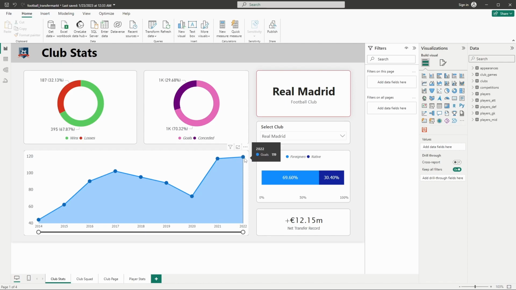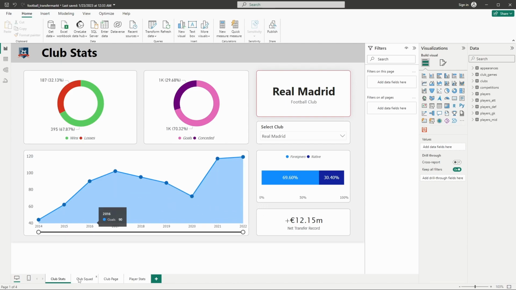So that's interesting. Then this particular relative bar chart, what it says is from all the players Real Madrid have, 70% of them are actually foreigners, which means they were imported from other nations. Okay, and 30% are basically native players. And this is basically their net transfer record, I believe, over these 8 years or so.